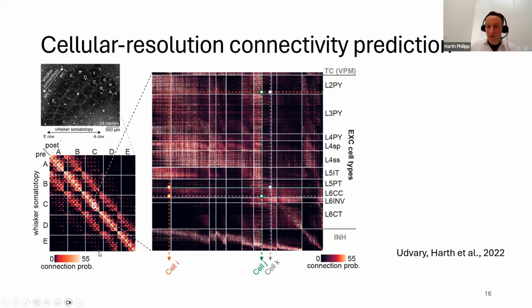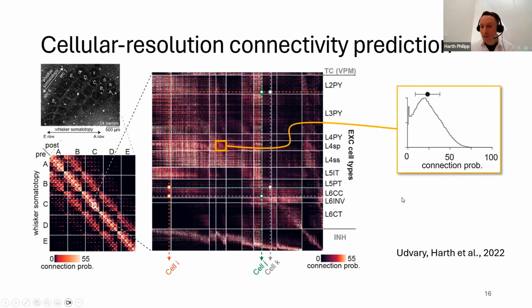This is the zoomed out representation of the matrix, where we have this grouping into rows of the whisker field. And if we zoom into one of these rows, this is the C2 column. So this would be this barrel. And within this C2 column, we have now grouped the rows and columns in this matrix by cell type. And for any pairing of cell types, we can now also retrieve the distribution of predicted connection probabilities. And this already gives us some structural insights.